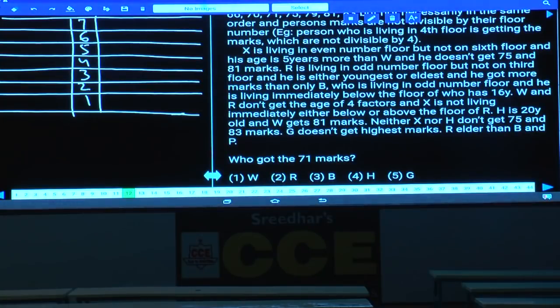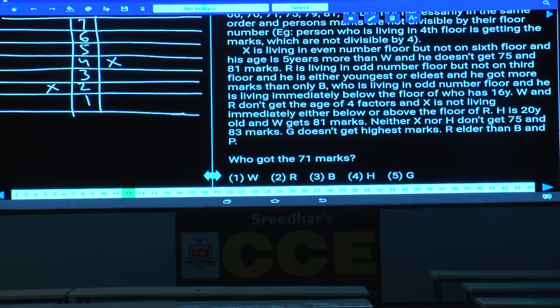Then condition number 1. X is living in an even number floor but not on the 6th floor. Then what are the different possibilities we can have? X can be either on the 4th floor or on the 2nd floor, isn't it? There are two possibilities for this X.